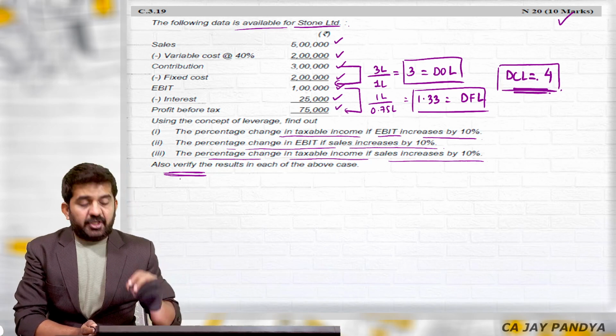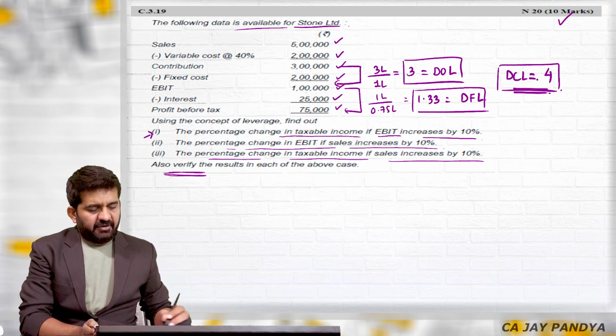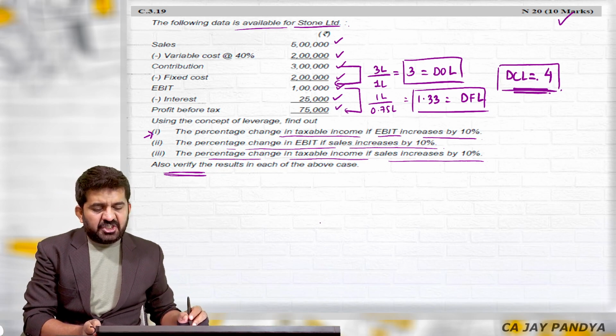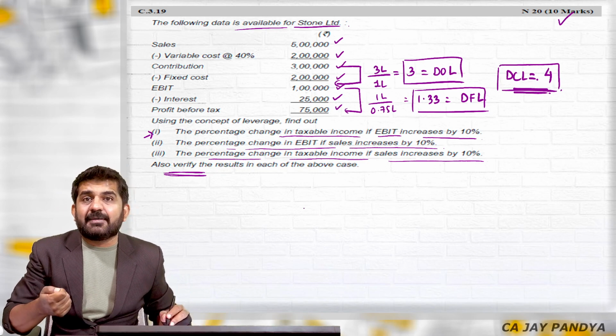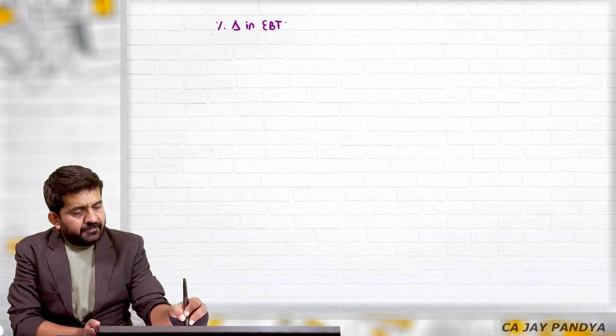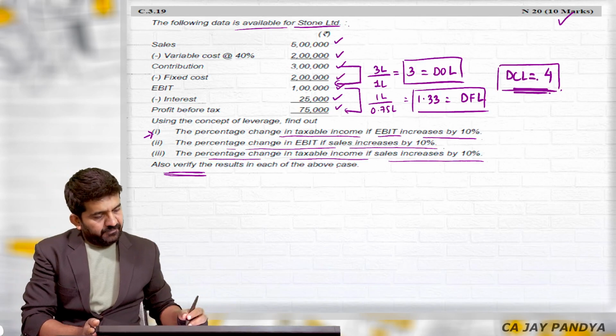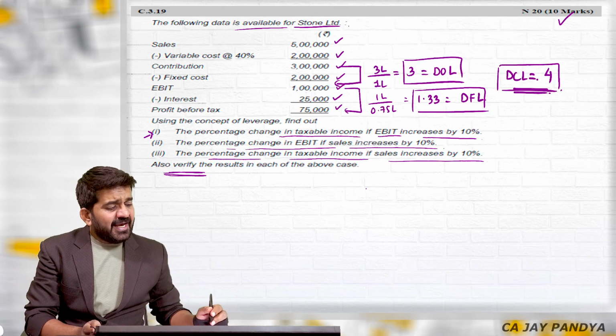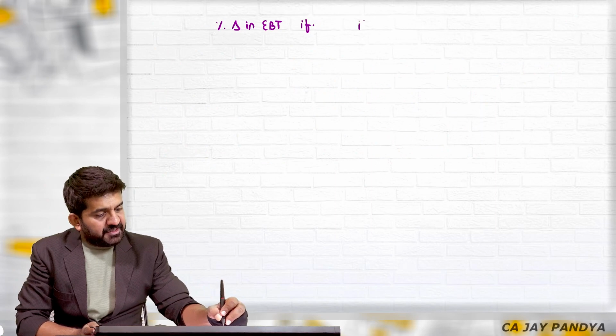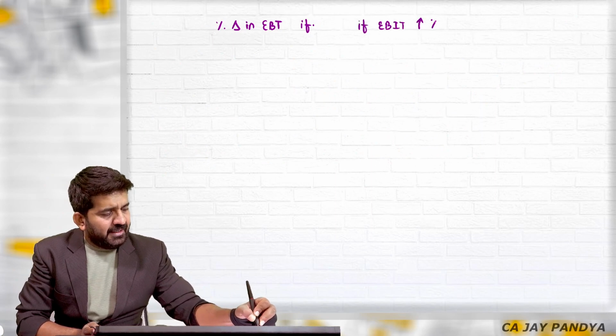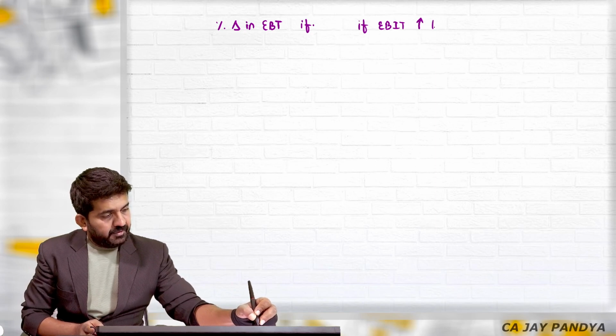Let us solve the questions one by one. Number 1. Percentage change in taxable income. Taxable income is EBT. So they want us to find the percentage change in EBT if EBIT increases by 10%.